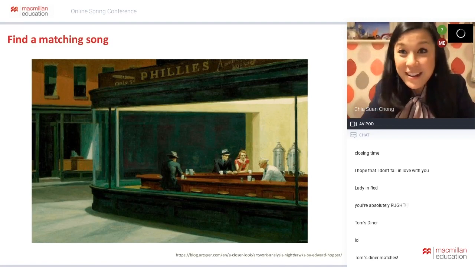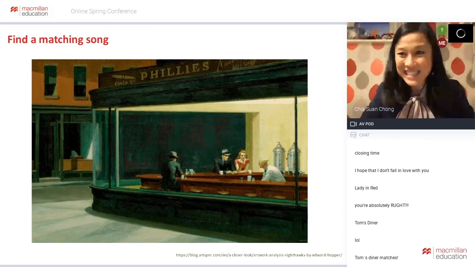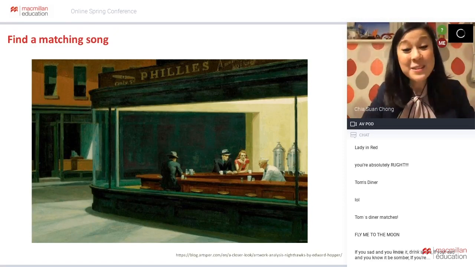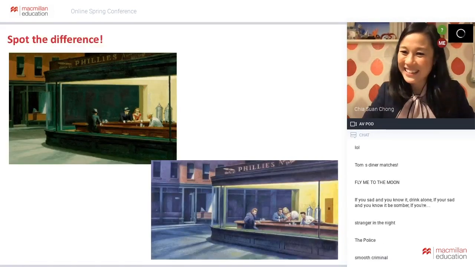Check the lyrics of that song out and think about this painting. It kind of really matches. Can your students think of a song that matches the painting? Thank you, Julian.